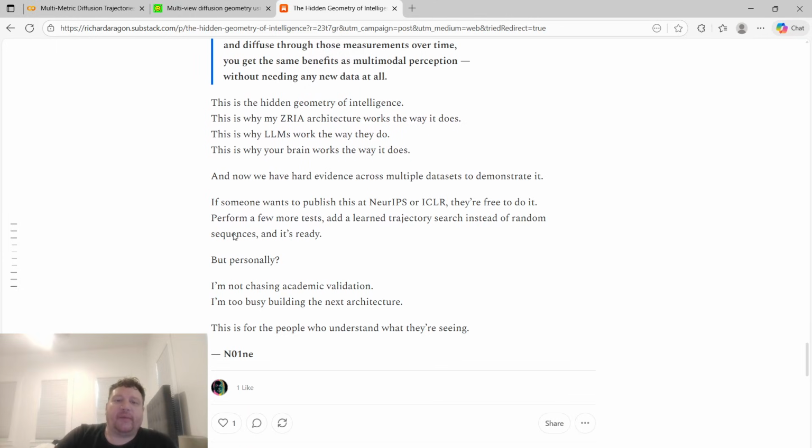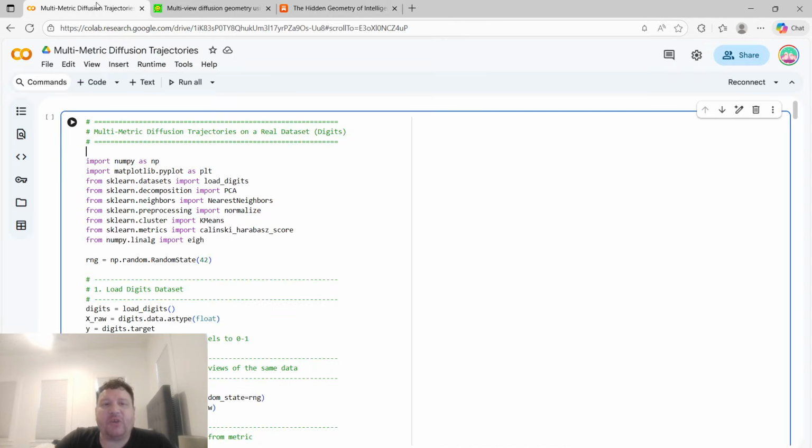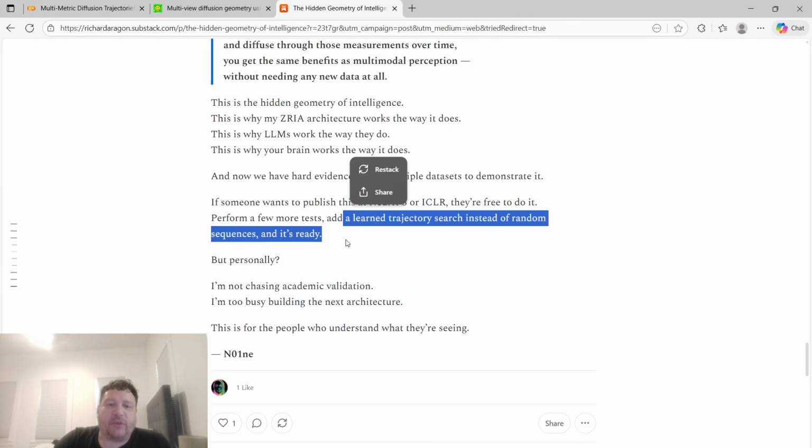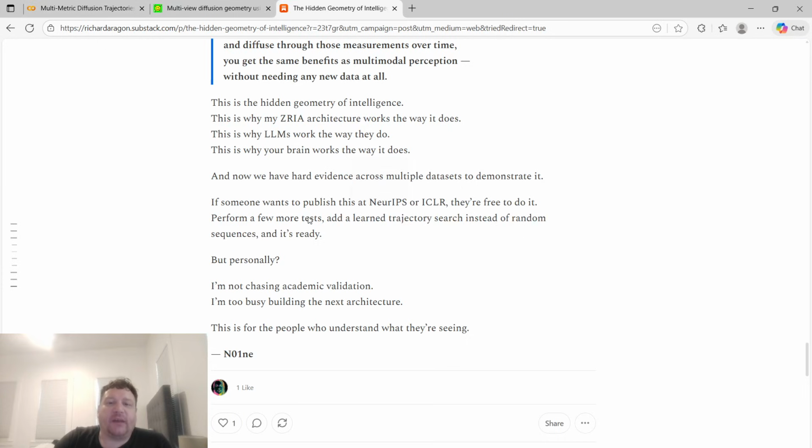Now that we have hard evidence across multiple data sets to demonstrate it, if someone wants to publish this at NeurIPS or ICLR or any other big publication venue, this is what you would see at one of those forums. Feel free to perform a few more tests, add a learned trajectory search instead of the random sequences, and you have literally a paper that you could present to NeurIPS.